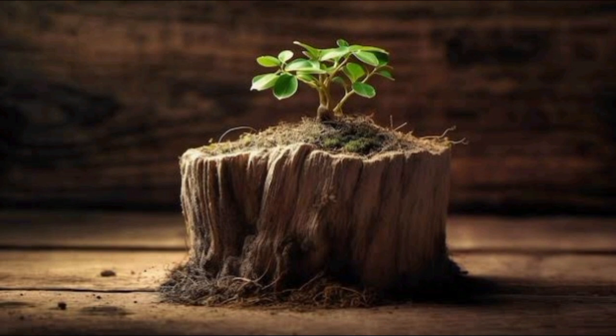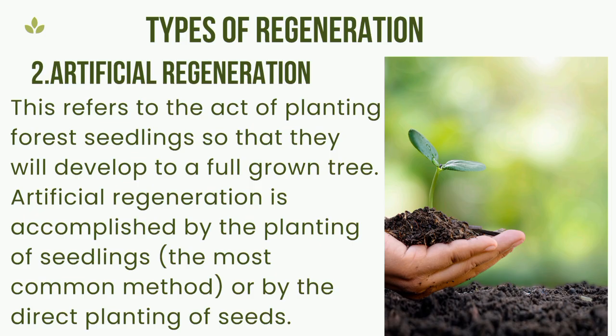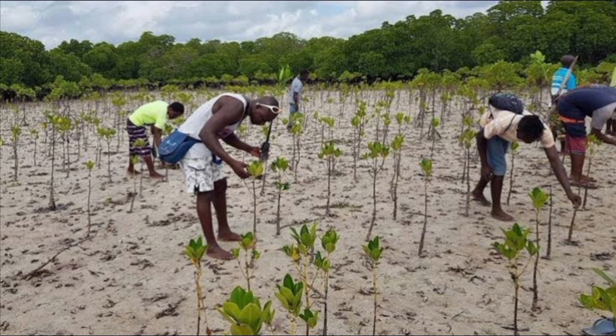It's called stump. Now, artificial regeneration. This refers to the art of planting tree seedlings so that they will develop into full-grown trees. Artificial regeneration is accomplished by planting of seedlings, the most common method, or by direct planting of seed. Direct seeding is reserved for remote or inaccessible areas where seedling planting is not cost effective. In artificial regeneration, you are creating a forest by planting the seedlings.